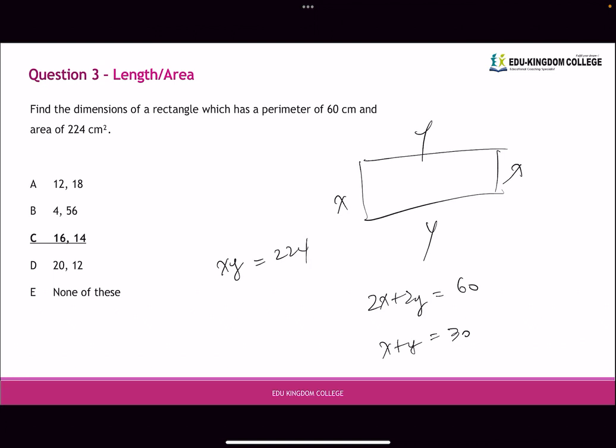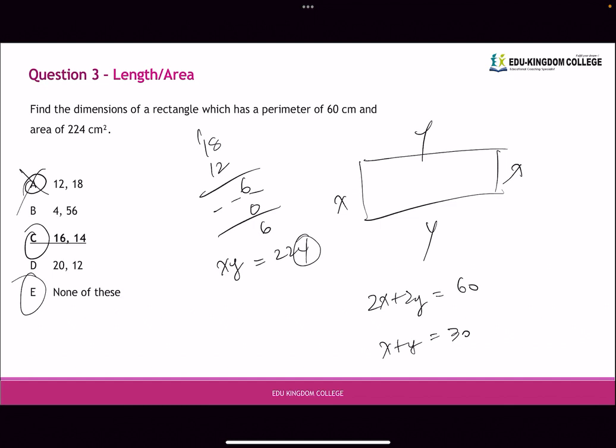Now, the only two options that add up to 30 are A and C, otherwise it has to be E. Okay, so let's try out A and C first. When we multiply them together, the first number we get has to be 4. When we do 18 times 12, the first number we're going to get is actually 6. So that doesn't work. So it's not A. So it has to be C or E.